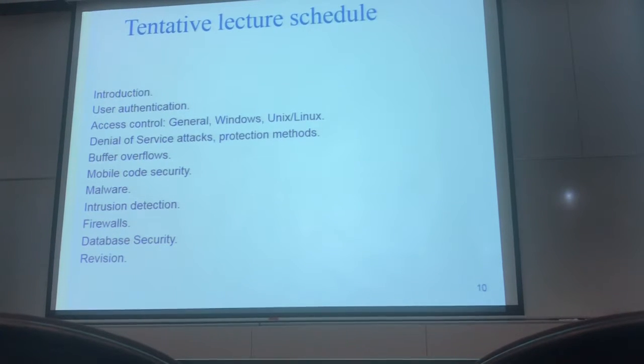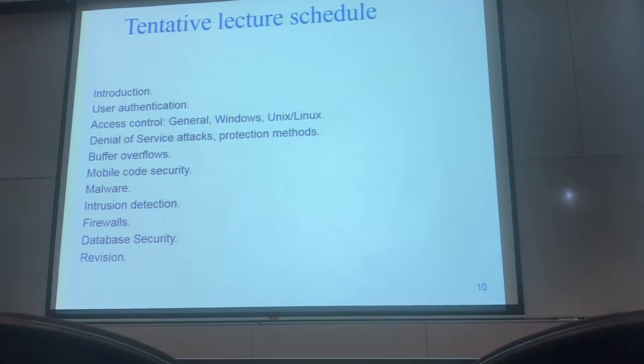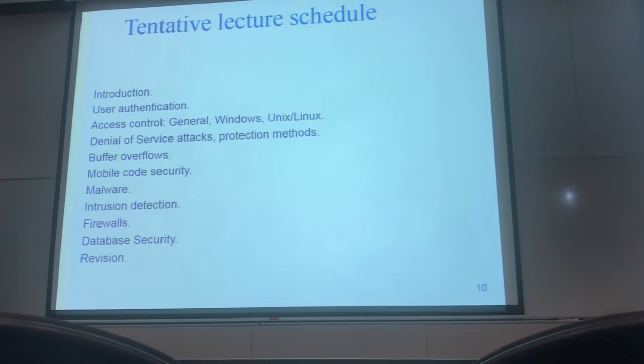Malware is another major class of security problems. We will look at viruses, worms, Trojan horses, and other types of malware. We will also have a look at ransomware. Actually, like WannaCry, right? WannaCry is one typical example of ransomware. So we will look at those malware in this topic.